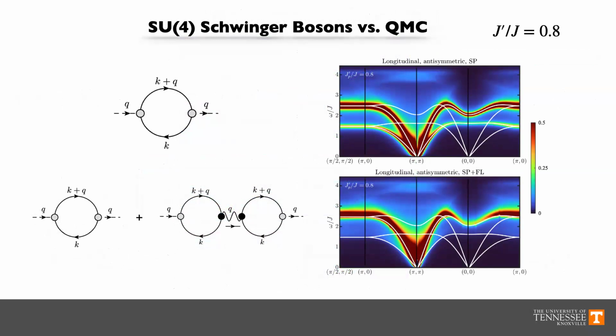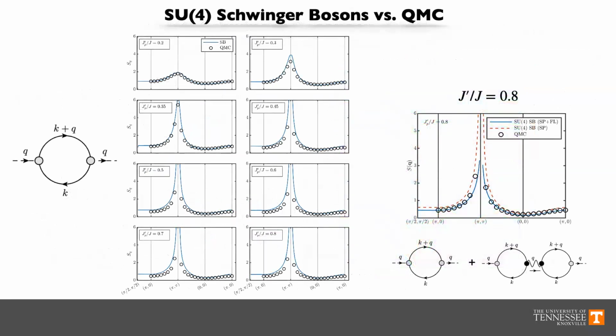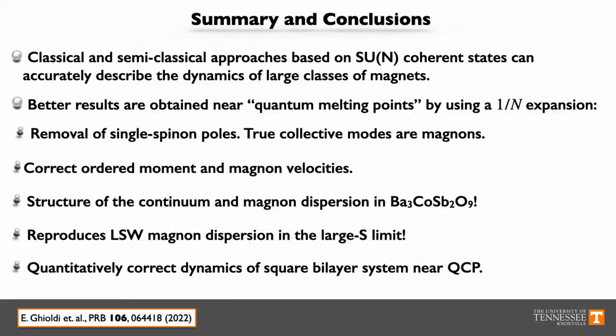which is another thing that you will not get so well with the semi-classical approach. Moreover, you can also reproduce the static correlation functions, the integral over omega of the intensity of these peaks. Again, circles are quantum Monte Carlo, and the full line is the Schwinger-boson approach based on SU(4) Schwinger bosons. So with this, let me stop so we have time to discuss.